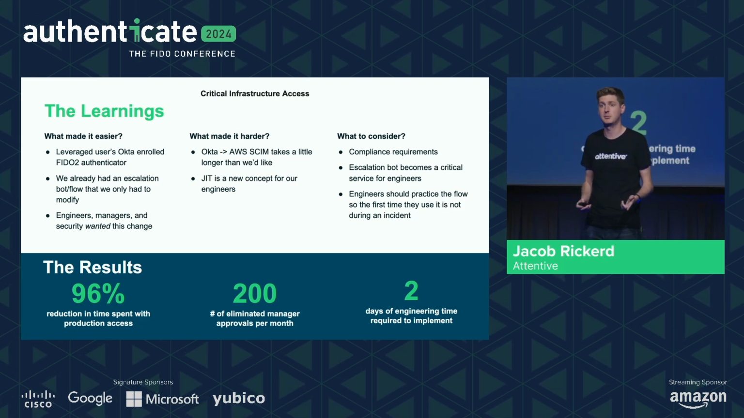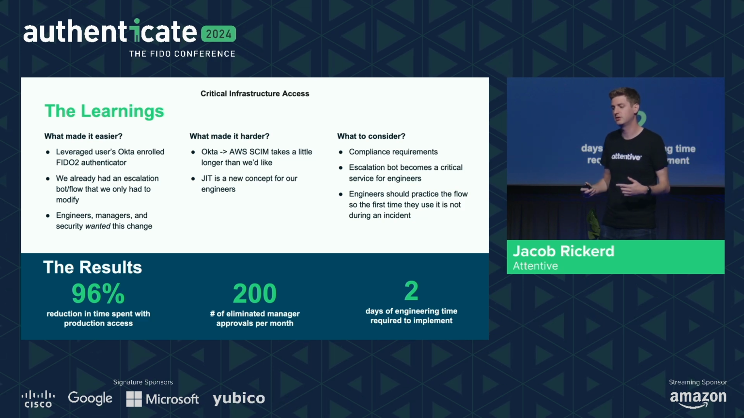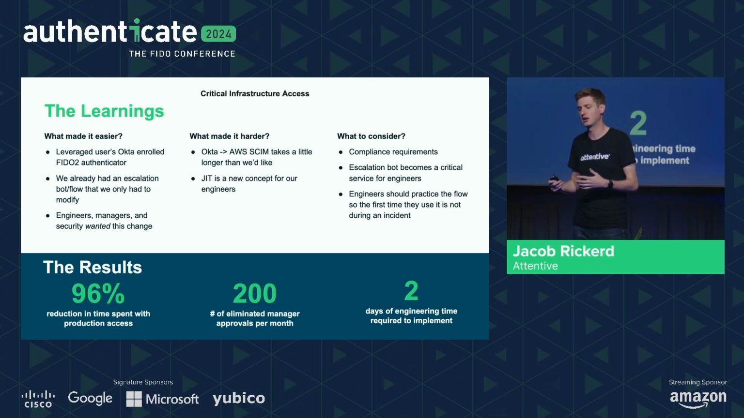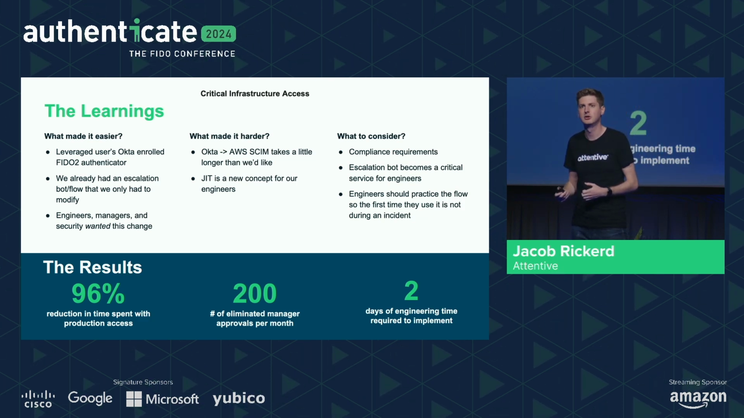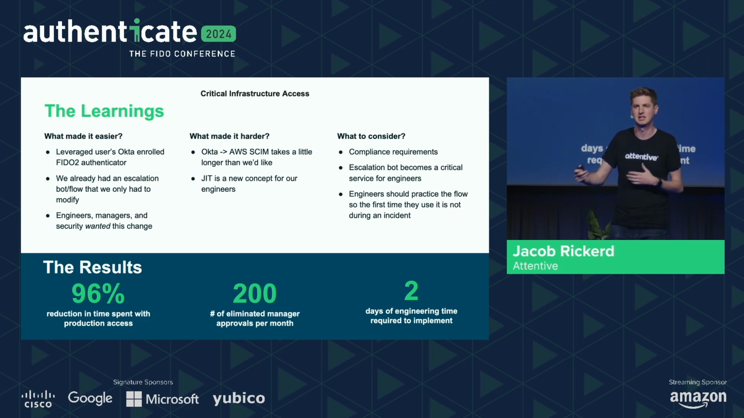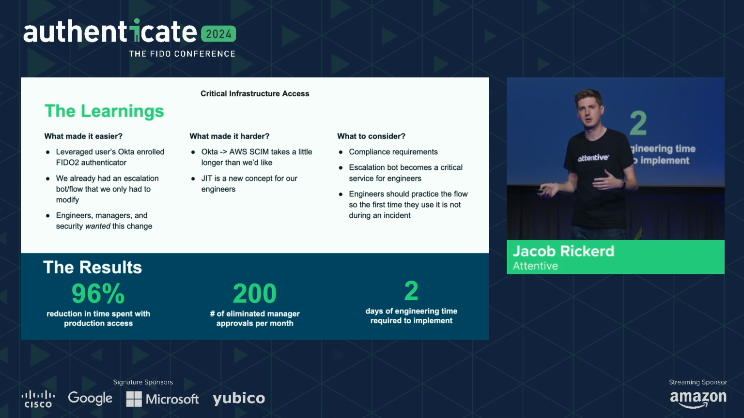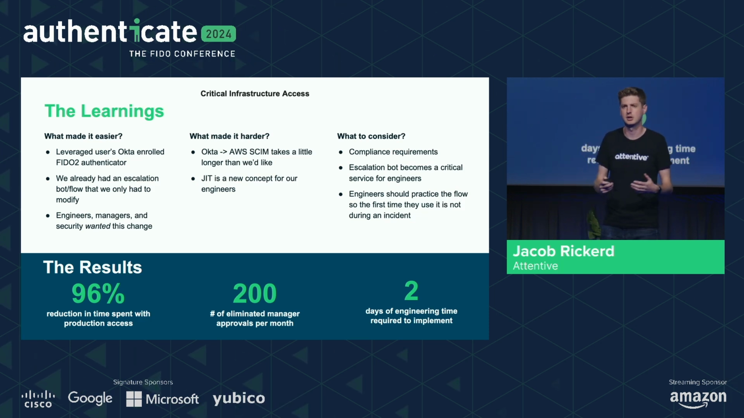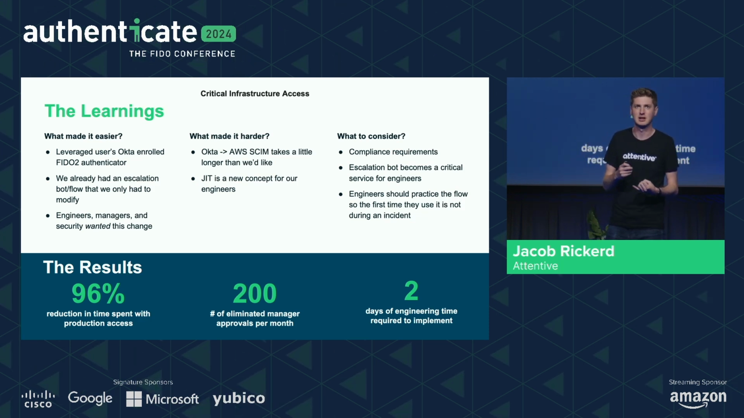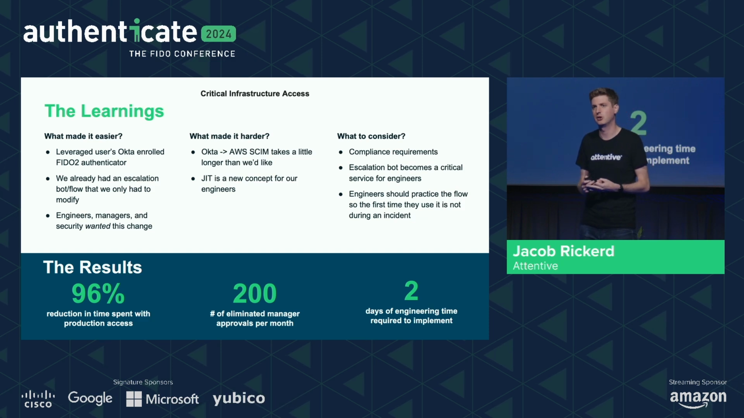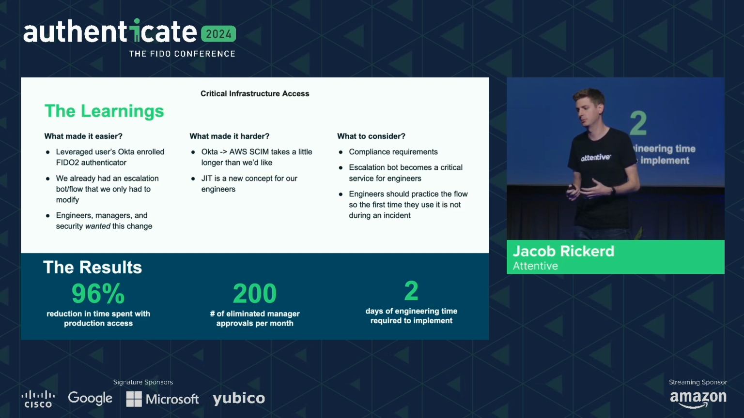And that's because some stuff that made this process easier was the fact that this time we leveraged users' existing Okta-enrolled FIDO2 authenticators. So there wasn't a separate enrollment step, and we didn't need to manage another backend for this. Additionally, we already had an escalation bot in place that we only needed to modify, so the change was a lot simpler. And managers, engineering, and security all wanted this change, which really helped.